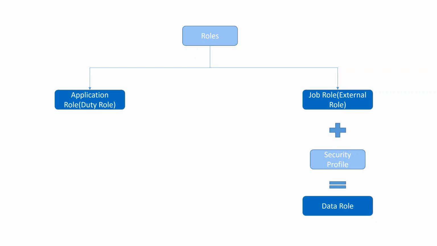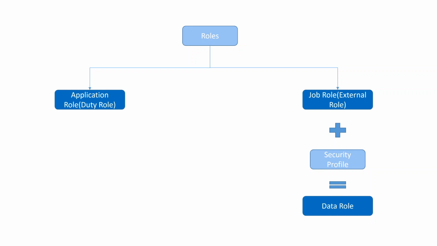So you should not assign the job role directly to the employees. You should create a data role beforehand and then assign it. Now, how to create the data role? There is a task to create the data role. Once you create that, it becomes available in your OIM and you can assign the role directly to the employee. And then there is one more role called application role or duty role. So there are two different kinds of role: one is application role, another is job role. Application roles are also known as duty roles and job roles are known as external roles.